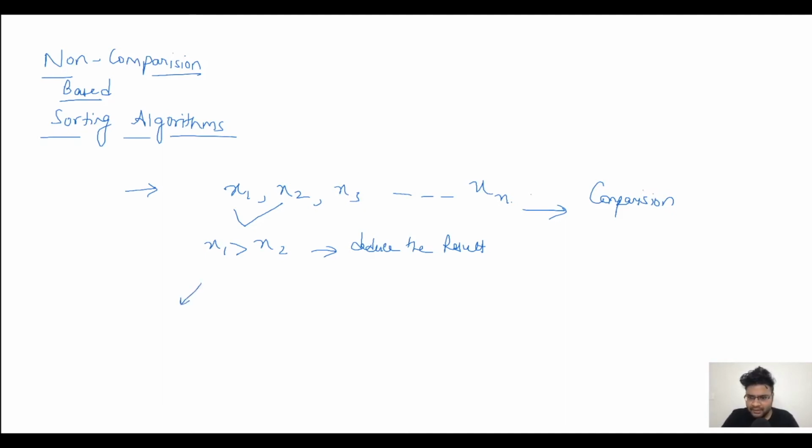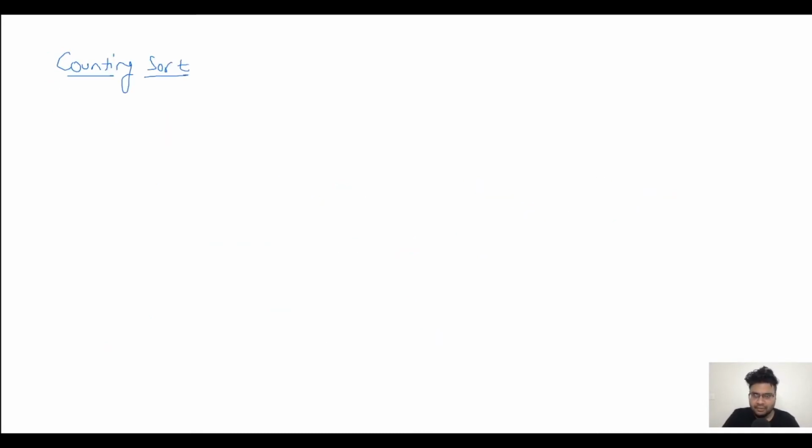The first one is bucket sort. Then we have counting sort. And then we have the third one, which is radix sort. So we will discuss these three sorting algorithms and see how, without comparing two elements, we can deduce a certain order into the given list of numbers, right? So we'll start our discussion today with the first one, which is counting sort, right?